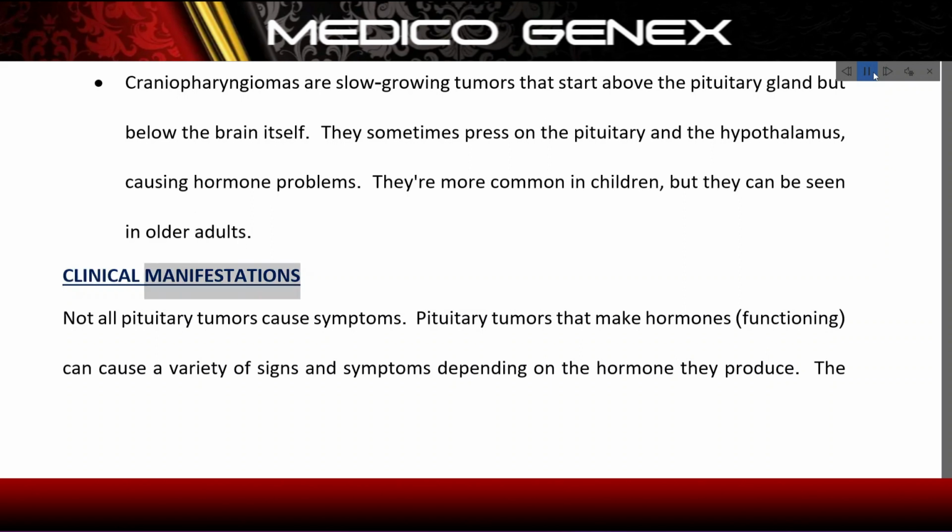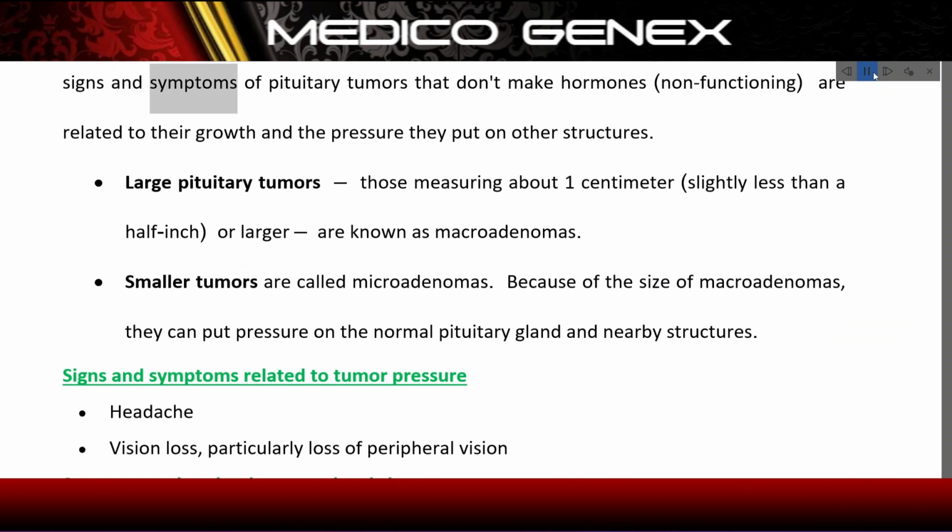Clinical manifestations. Not all pituitary tumors cause symptoms. Pituitary tumors that make hormones, functioning, can cause a variety of signs and symptoms depending on the hormone they produce. The signs and symptoms of pituitary tumors that don't make hormones, non-functioning, are related to their growth and the pressure they put on other structures.